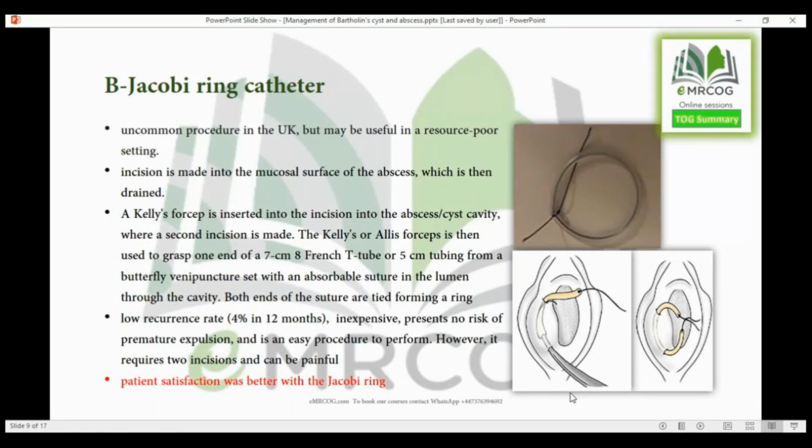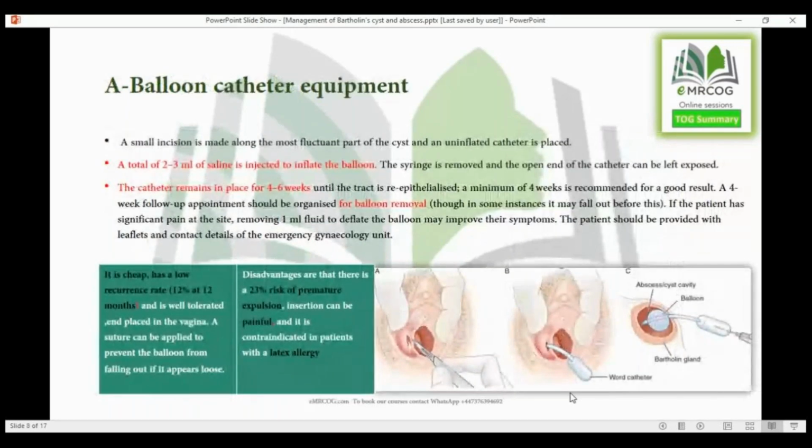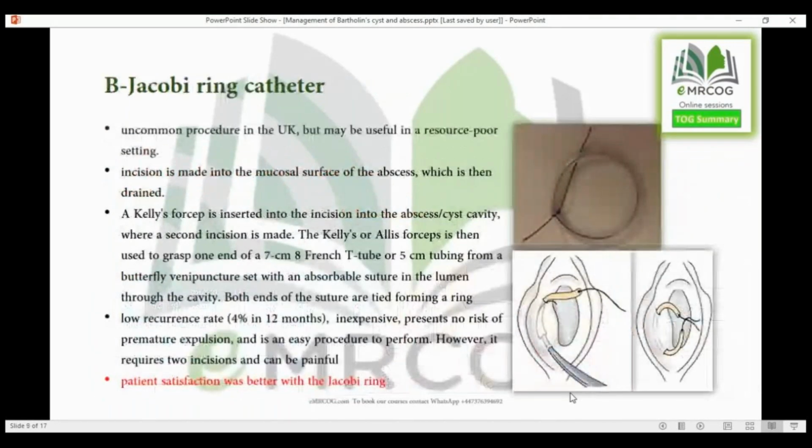However, it will require 2 incisions and it will be very painful, of course, because you are inserting a foreign mass inside a healthy, live tissue. Even after all this, there is better patient satisfaction with Jacobi ring than the balloon catheter. It's not my word, it's the study results that Jacobi's ring catheter has better patient satisfaction.